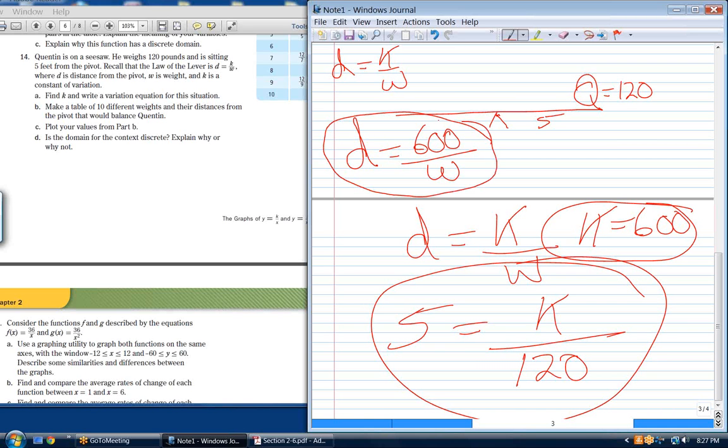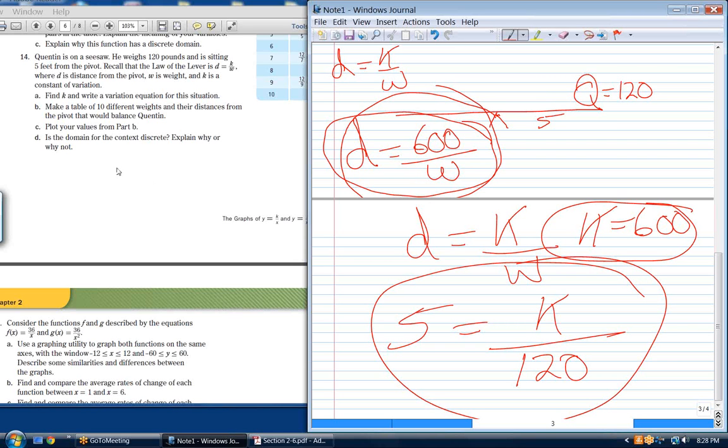For that particular seesaw, once you solve for K, now you go back and you write the specific equation. This is a general equation, D equals K over W. That's the general equation for all levers, all seesaws. But for this particular seesaw, its K is probably different than another seesaw that maybe is 50 feet long or something. But for this particular seesaw, this is the equation that governs it. So they're going to give us some other stuff.